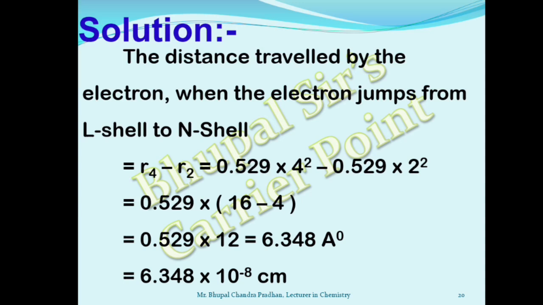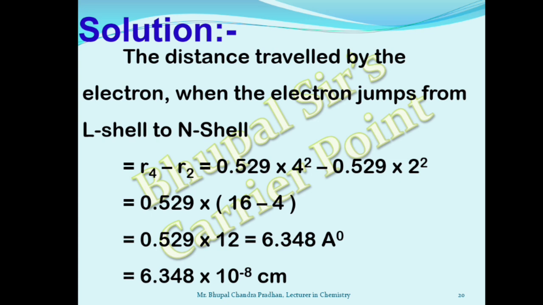So the distance traveled by the electron is R4 minus R2. Putting the value of n in the formula 0.529 into n square, the distance traveled can be calculated to be 6.348 angstrom.